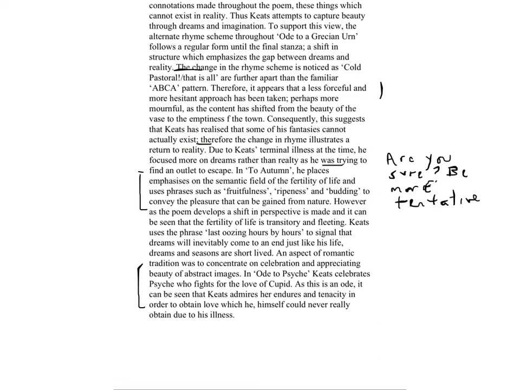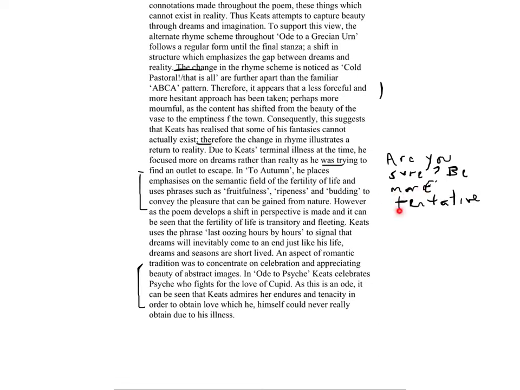Avoid these semicolons again. But the point I'm going to make here is again about context. We know that he died young, and we know that it's possible that he knew he was going to have a terminal illness, and that he was probably ill at the time, but we can't say for certain he was trying to find an outlet for his escape. What I'm trying to write here is try not to turn conjecture into fact.